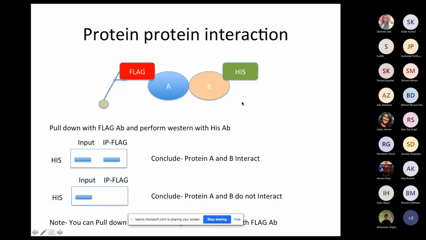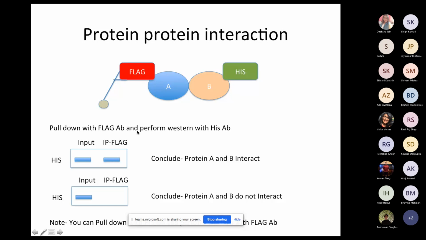So what I do is that, let's say I want to demonstrate that my proteins A and B interact with each other. Okay, so I make my A protein fused with a flag tag, and B protein, let's say, fused with a histidine tag. Okay. Now what I do is that in the cell, I transfect both of these constructs.